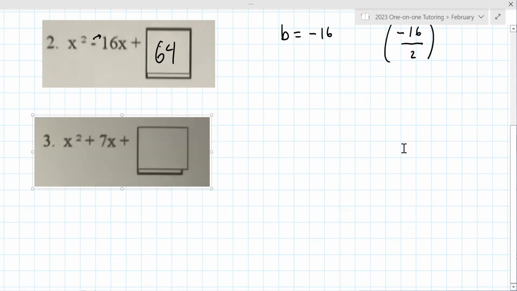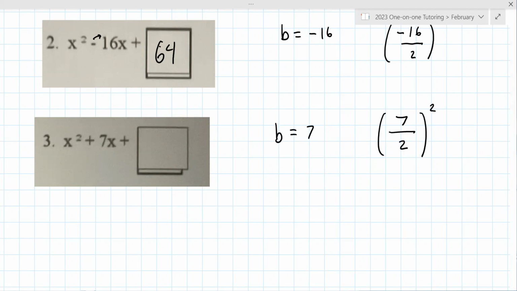Now this one's a little bit harder because your b value is 7, and 7 is not an even number. So when you divide it by 2, you can't really divide it evenly because it's a decimal. So you kind of can, but you kind of can't. It doesn't work out like a whole number, which is what we're used to. So here's what you do when you square it. You have to actually square the top number and square the bottom number.